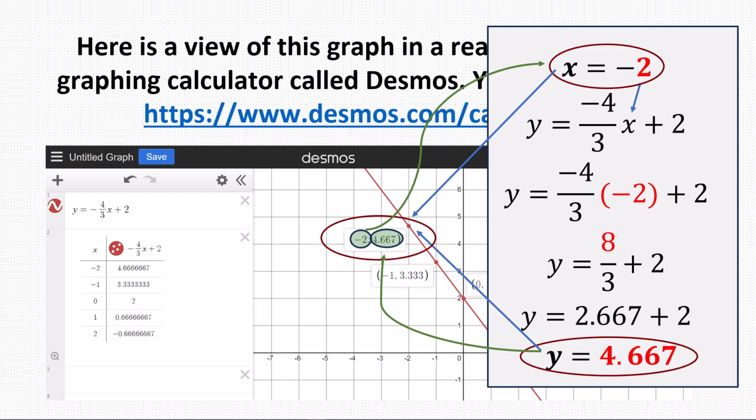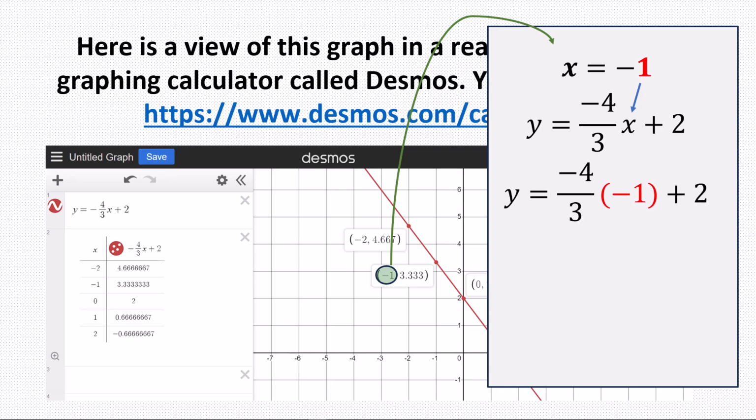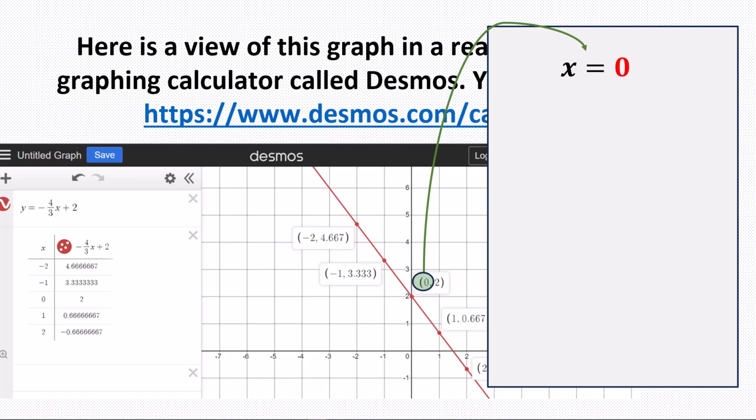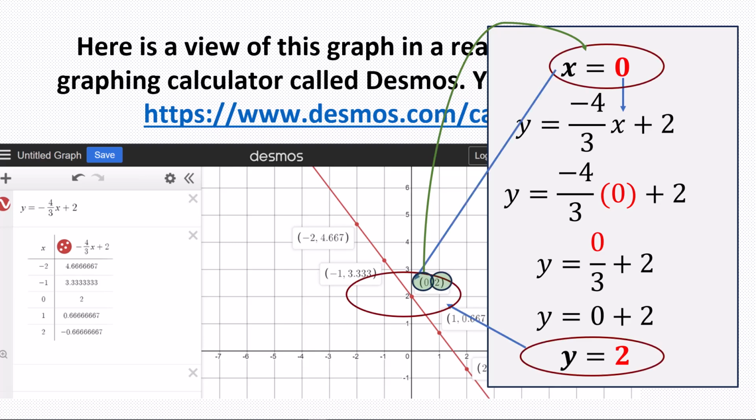For the x value -1, we substitute it into the equation, evaluate the right side expression with -4 times -1 becoming 4, the fraction 4/3 becoming 1.333, and then adding 2 to make 3.333, which matches the next point showing on the graph. For the x value 0, we substitute, evaluate, with -4 times 0 becoming 0, the fraction 0/3 becoming 0, and then adding 2 to make 2, which matches the next point showing on the graph.